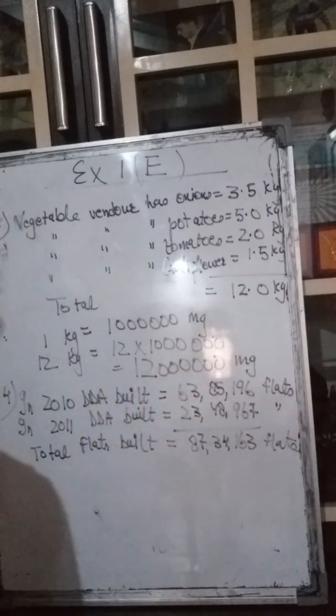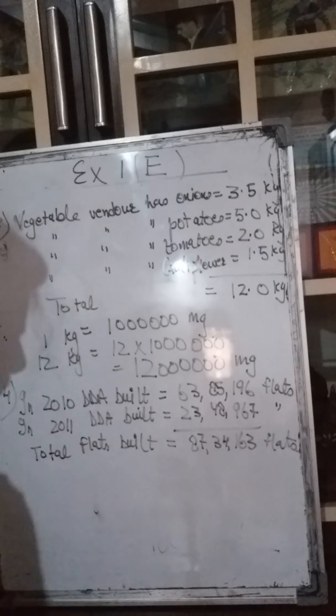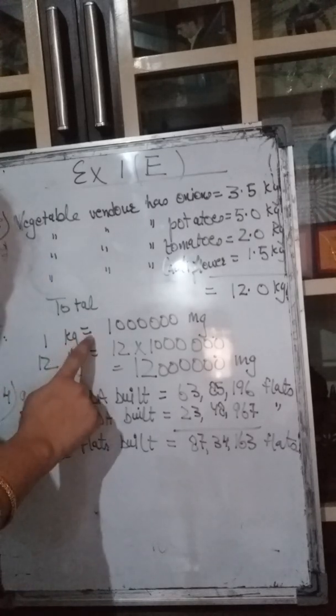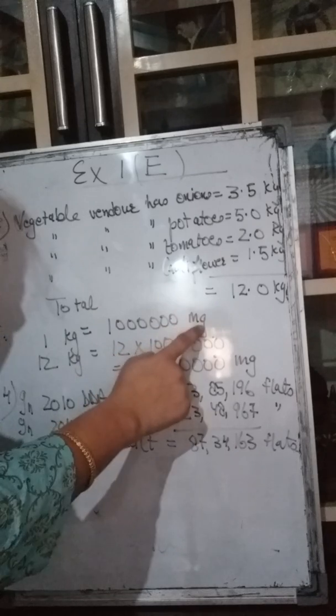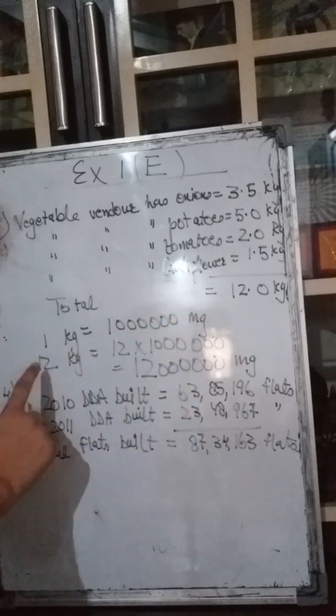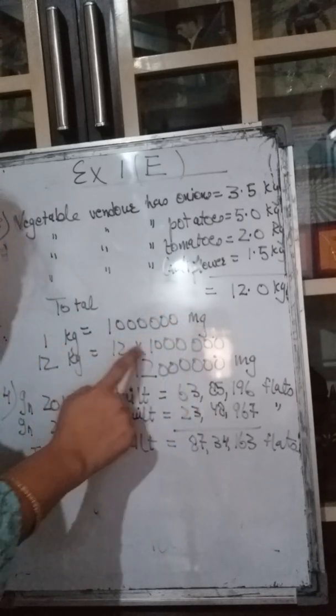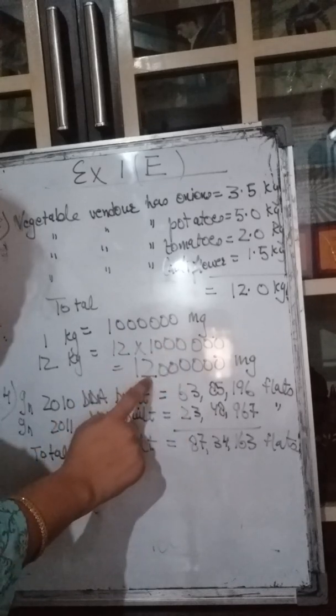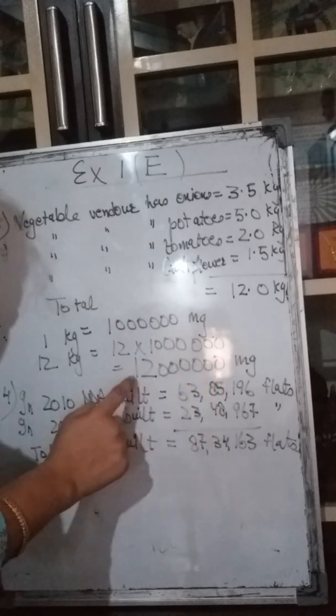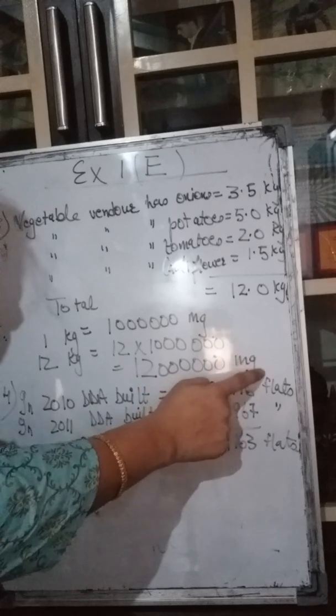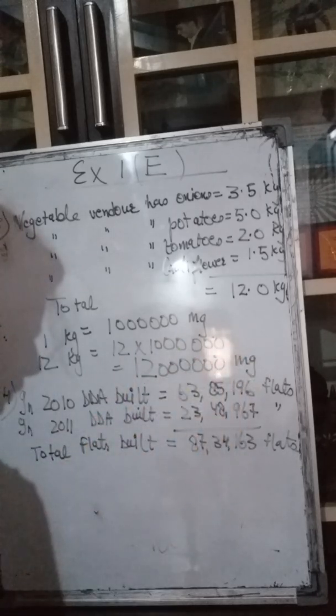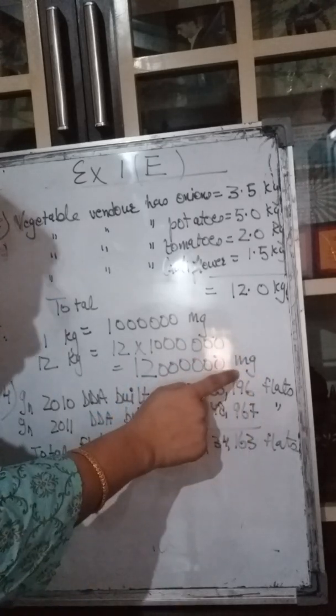Okay. But we have to have this total weight in milligrams. Okay. 1 kilogram is equal to 10 lakh milligram. We just did it. So 12 kg will be equal to 12 into 10 lakh. That will give you 12 with 6 zeros. That is 1 crore 20 lakh milligram. Is that clear? This is the weight in milligram.